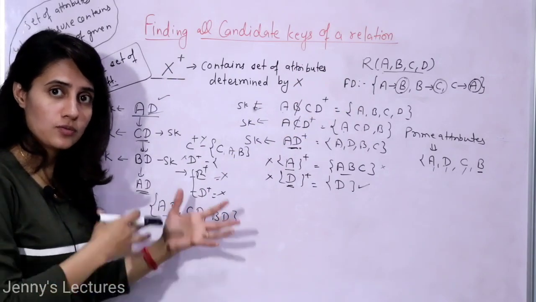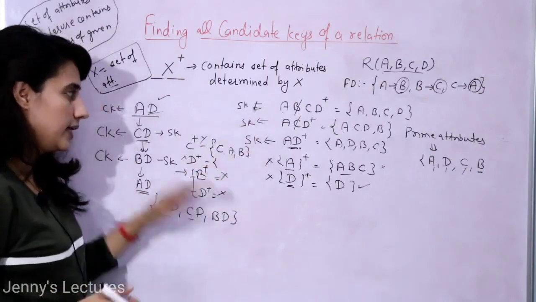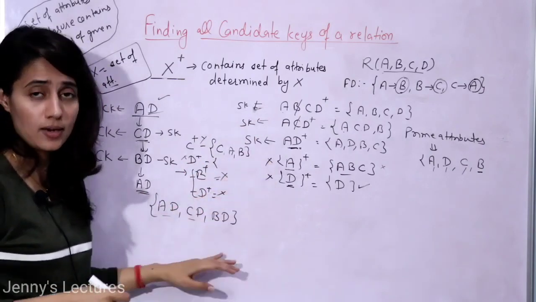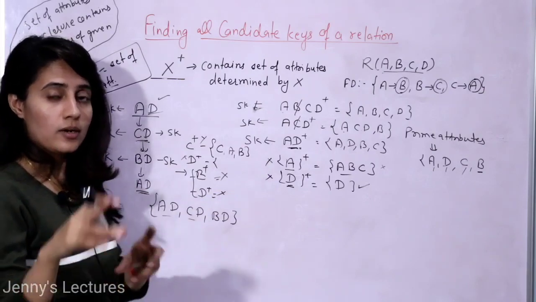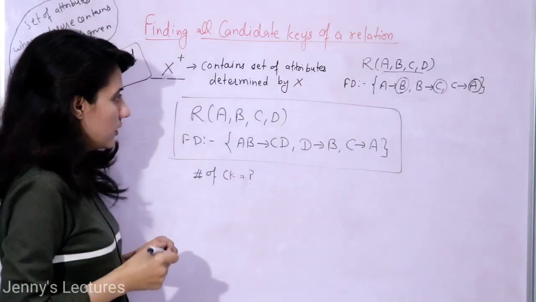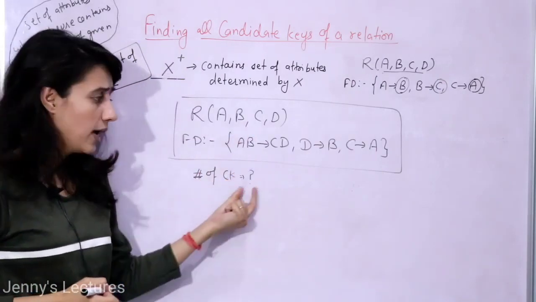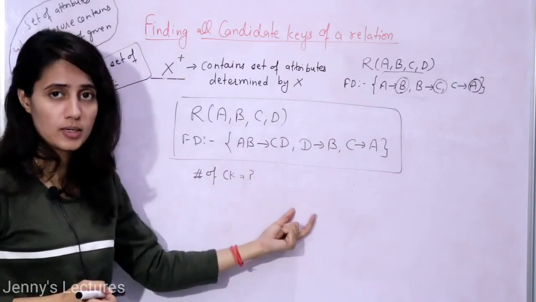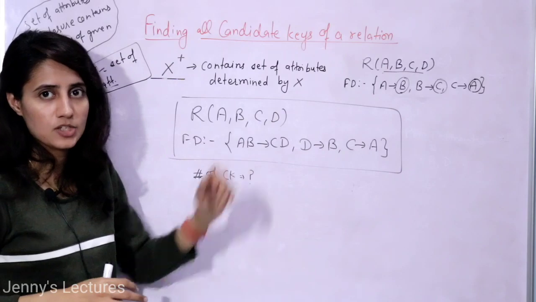If you practice 5 or 10 or 15 questions, then within seconds you can find all the candidate keys, right? It is not a lengthy process. Now I want to give you one question and you need to solve it. So now this is a question for you. This is a relation, these are the given functional dependencies, and you need to find the number of candidate keys, what those candidate keys are, as well as what the prime attributes available in this relation are, right?